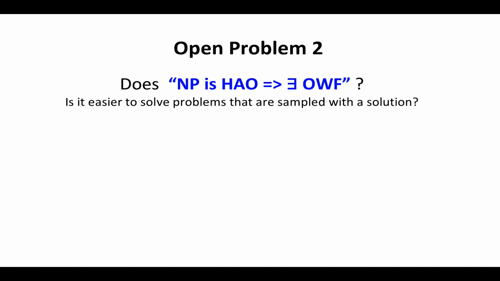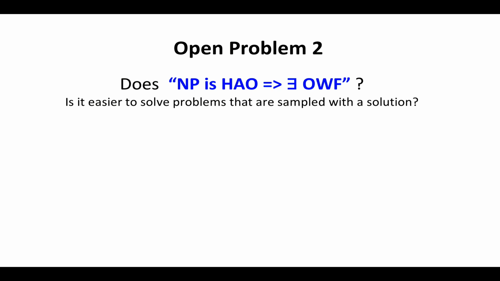Okay, so that gives rise to the second open problem, which dates back to the original work by Diffie-Hellman from 1976. Is it the case that we can base the existence of one-way functions on some kind of hardness of NP? In particular, could we say that if NP is hard on average, we can also get a construction of a one-way function? This would be one of the dream problems in cryptography, to base one-way functions on NP being hard on average. Another way of saying it: is solving problems that are sampled with a solution easier than just solving random problems?